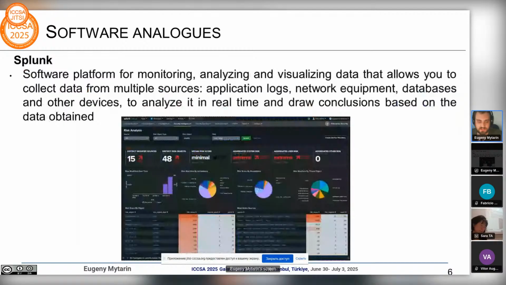And last is Splunk, a well-known platform for real-time data monitoring and visualization. Speed is its strength, but it does not provide predictive analytics. This common limitation across all tools underscored the need for our solution, which combines real-time analysis with forecasting.